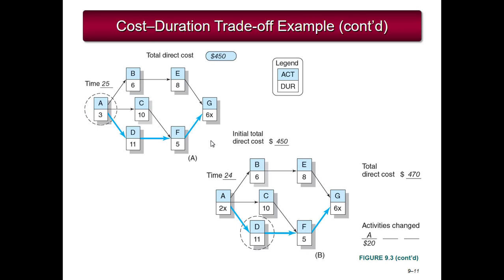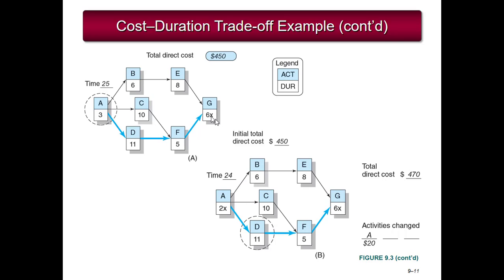So this slide represents the continuation of the example. This first network diagram shows the normal time. If you look at the chart on the previous page, you would see that A's normal time is 3, B is 6, and so on. The next diagram shows time at 24. So 1 unit of time is taken out of this particular chart.